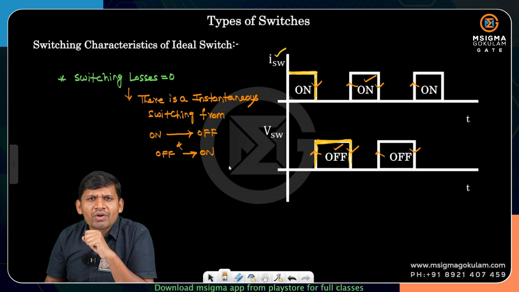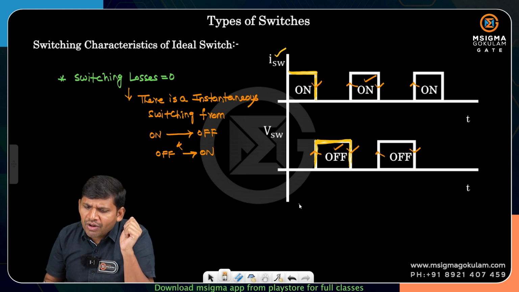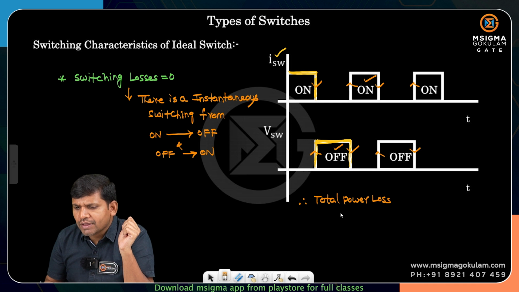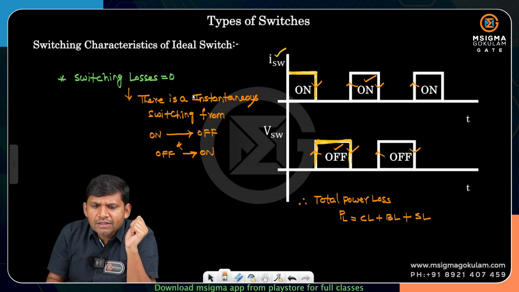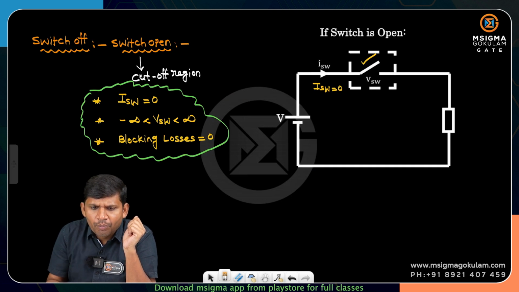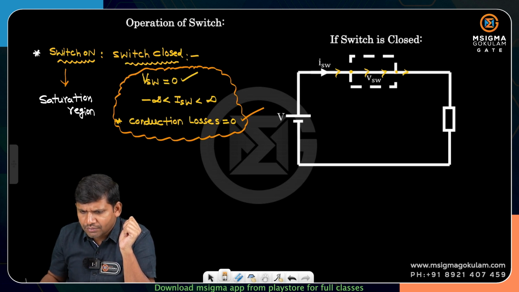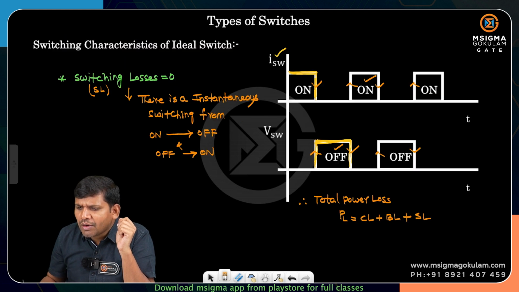Now, what is the total power loss, friends? We know that the total power loss, PL, equals conduction losses plus blocking losses plus switching losses. These are the switching losses, I am denoting as SL, and these are the blocking losses, I am denoting as BL, and these are the conduction losses, I am denoting as CL. Then what is the total power loss? The total power loss in an ideal switch equals 0.